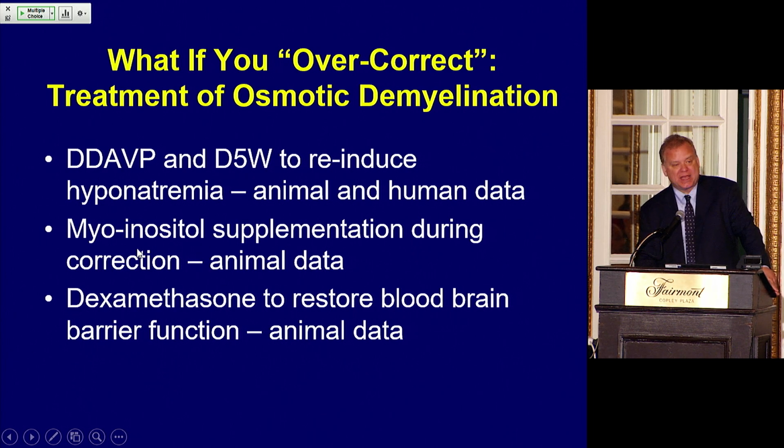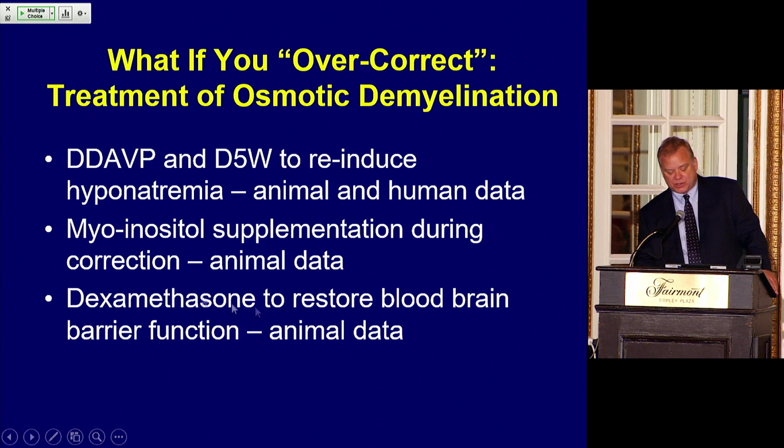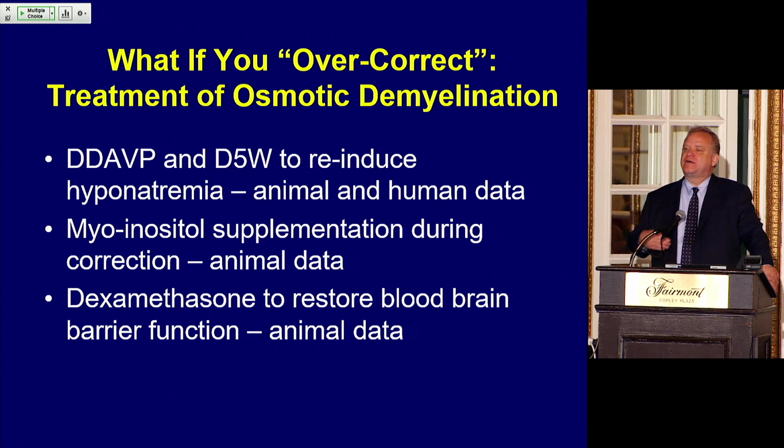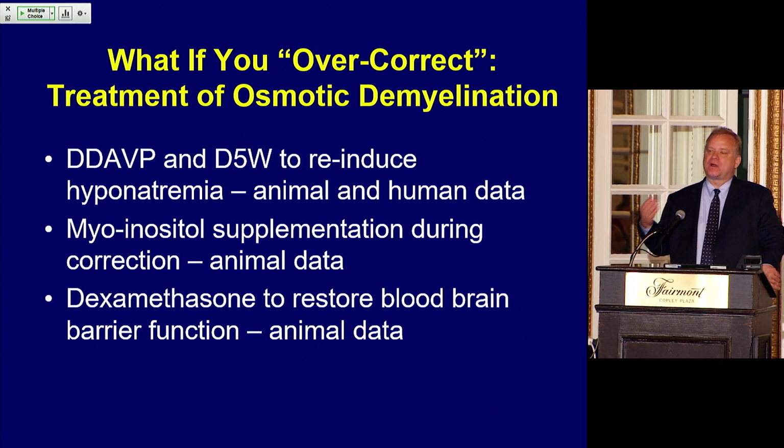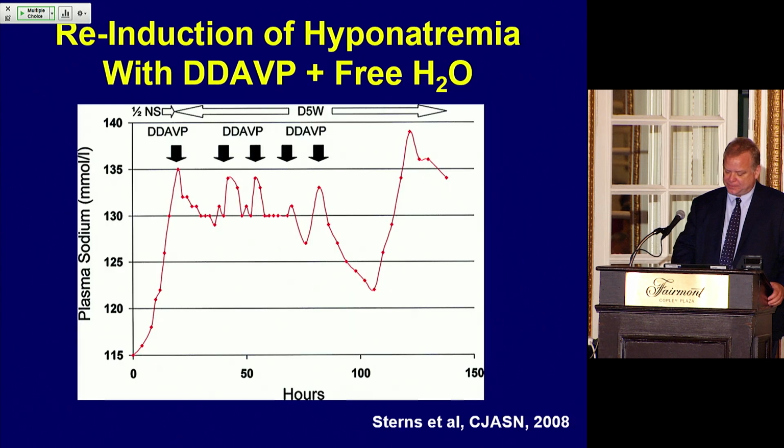At some point, we may start giving myo-inositol supplementation that's relatively benign, and it's one of these key intracellular osmolytes in the brain that plays a role in ODS. There is also some evidence in some human case reports of giving dexamethasone to help correct the blood-brain barrier defect that we see in osmotic demyelination. There's animal data and these occasional case reports, but it's not yet recommended.